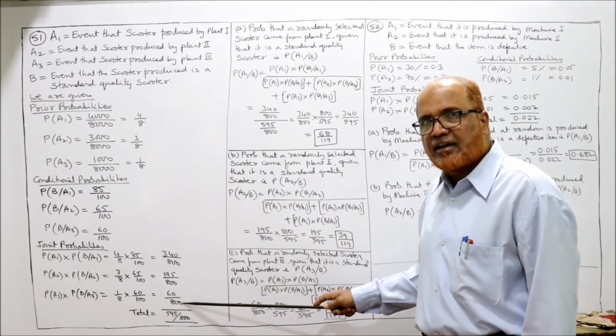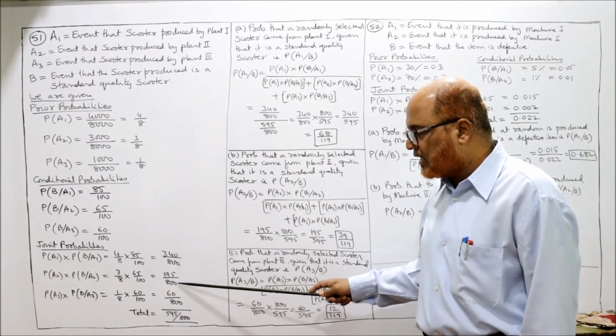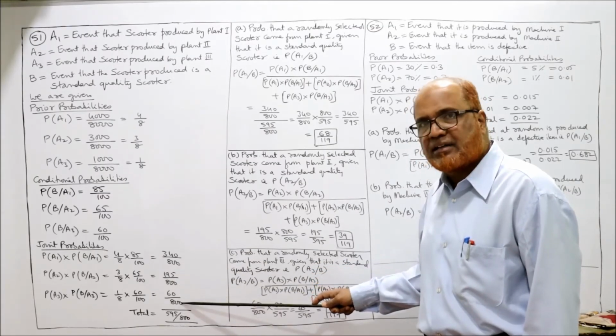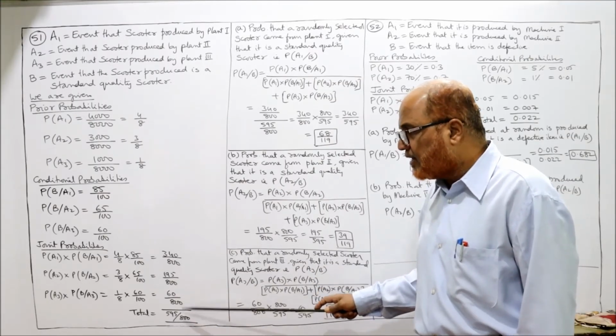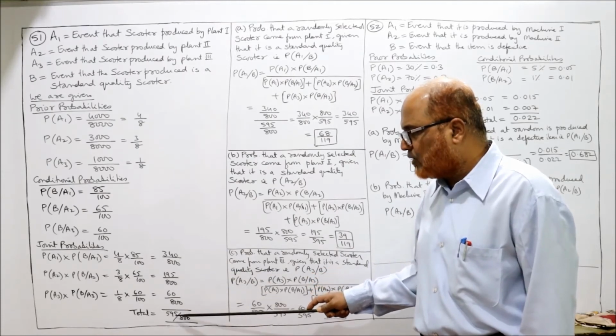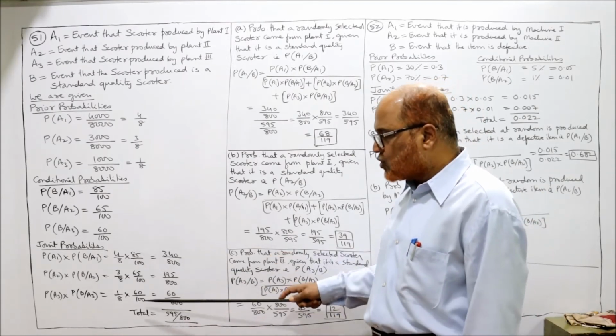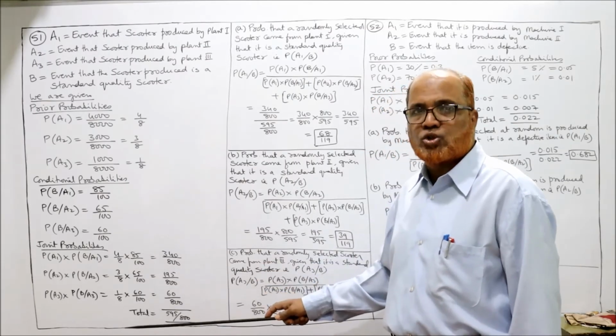Here the denominators are the same, 800, 800, 800. So when we take the total, 340 by 800 plus 195 by 800 plus 60 by 800, the denominator is 800. Now add the numerators: 340 plus 195 plus 60, you'll get 595. So the total of the joint probability is 595 by 800. That's all. This is the joint probability.